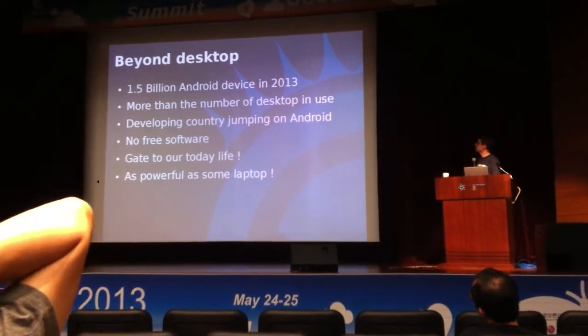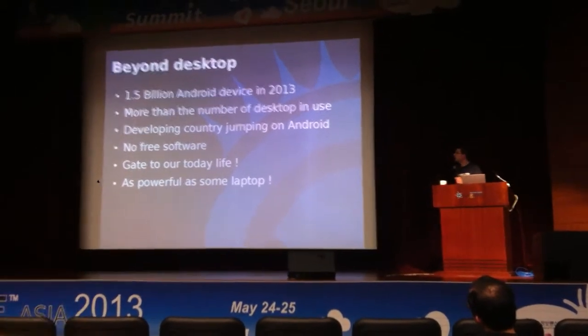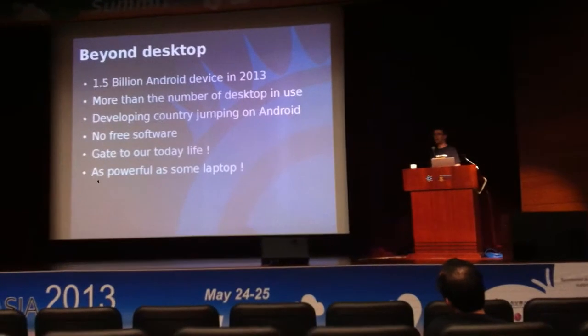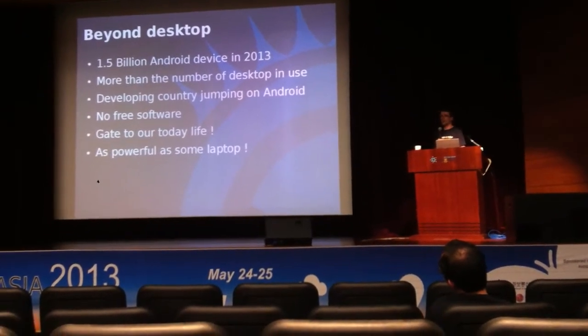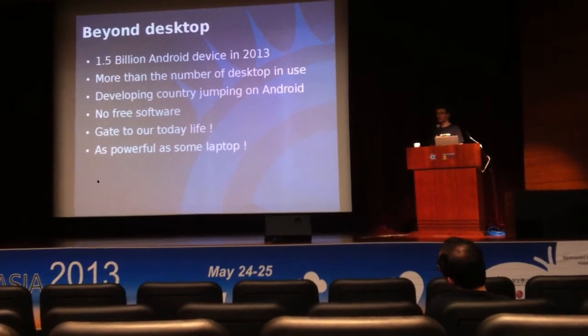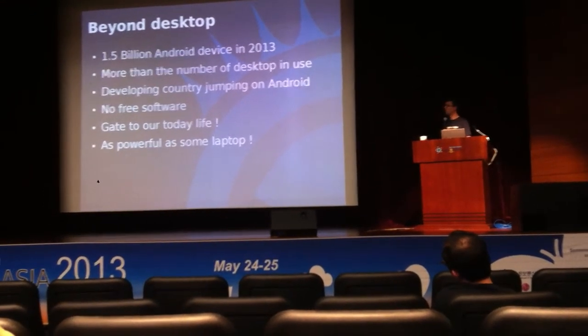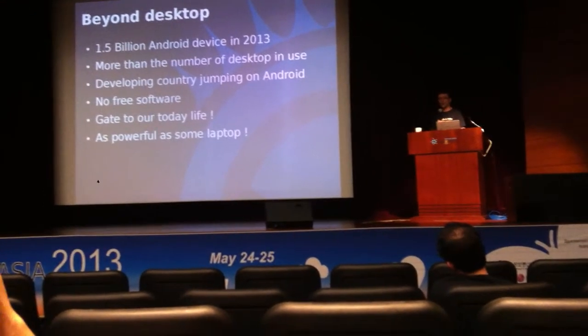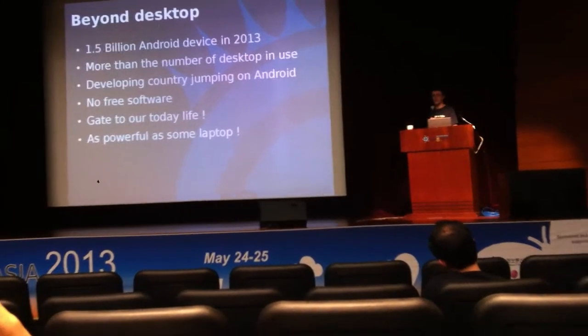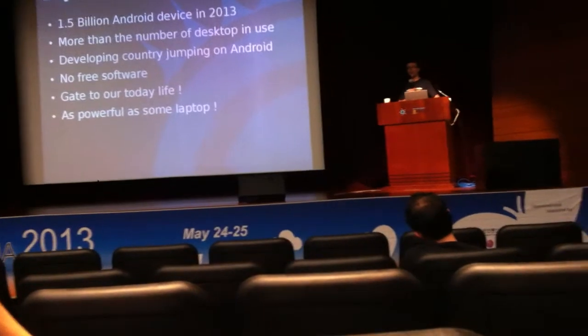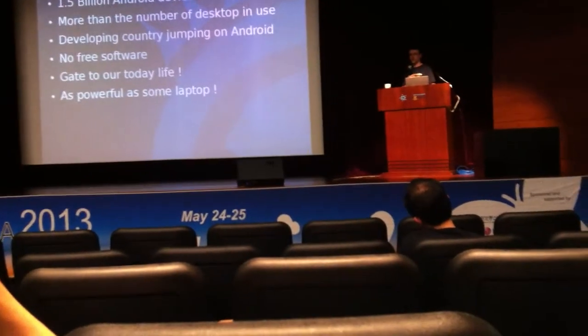To put things into perspective, right now Android is becoming a bigger and bigger problem. We have 1.5 billion devices shipping with Android this year. That is more than the number of desktops in use today; there is 1 billion desktops in use today. There will be more Android smartphones, and there is no alternate solution at this point for it.